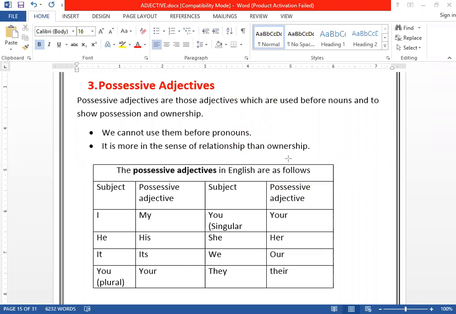Clear? Now let's move towards the definition of possessive adjective. Possessive adjectives are those adjectives which are used before nouns to show possession or ownership. Clear? It shows possession or ownership. We cannot use them before pronouns, or it is more in the sense of relationship than ownership. Like here, my, his, its, your, her, our, their, all of them are called what? We call them possessive adjectives. Clear?